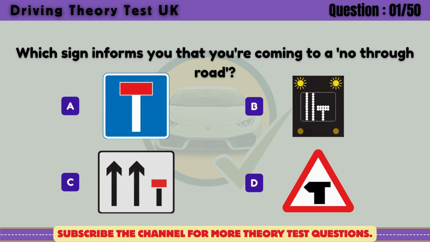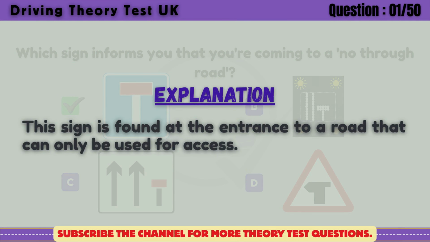Question 1. Which sign informs you that you're coming to a no-through road? Answer is A. This sign is found at the entrance to a road that can only be used for access.